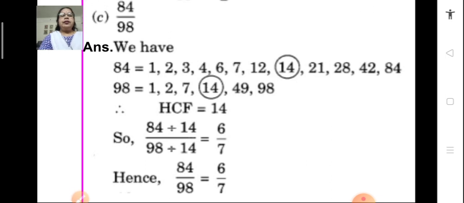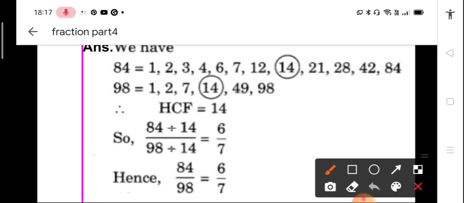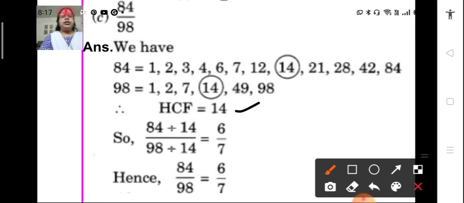Next problem, we have to find the simplest form of the fraction 84 upon 98. So again we find the HCF of 84 and 98. What is the HCF? The HCF is 14. And when we divide both the numerator and denominator by 14, what do we get? We get 6 upon 7. So 6 upon 7 is the simplest form of the fraction 84 upon 98.